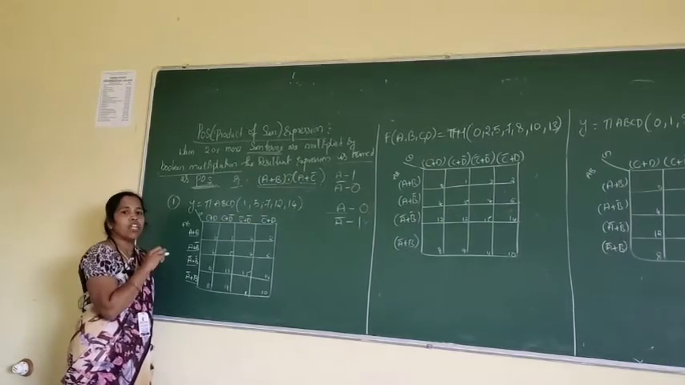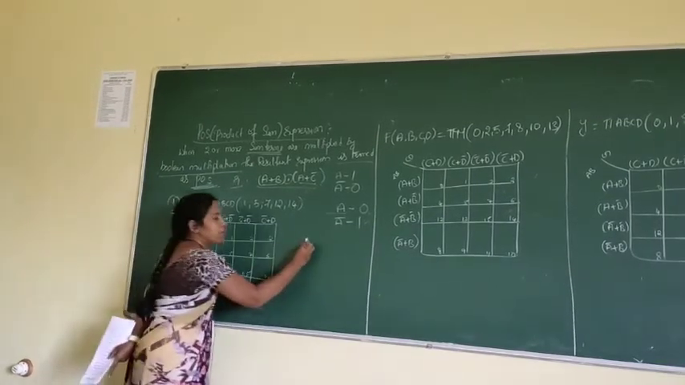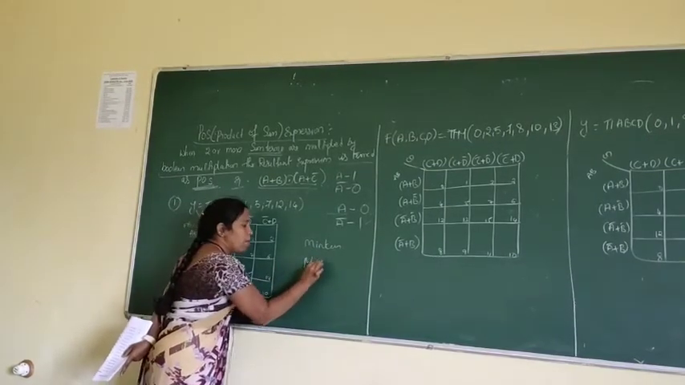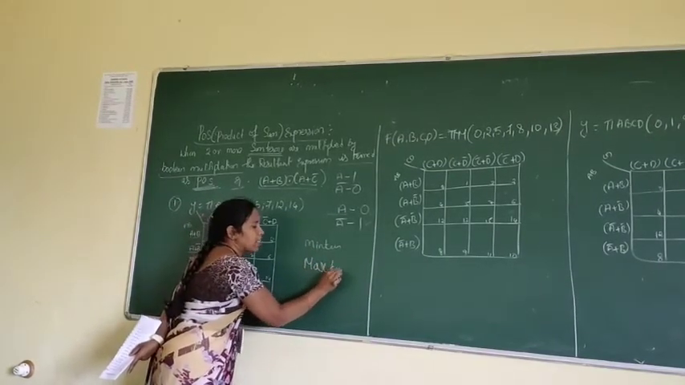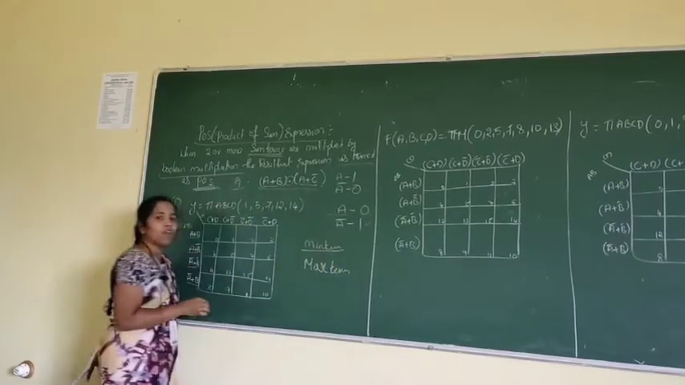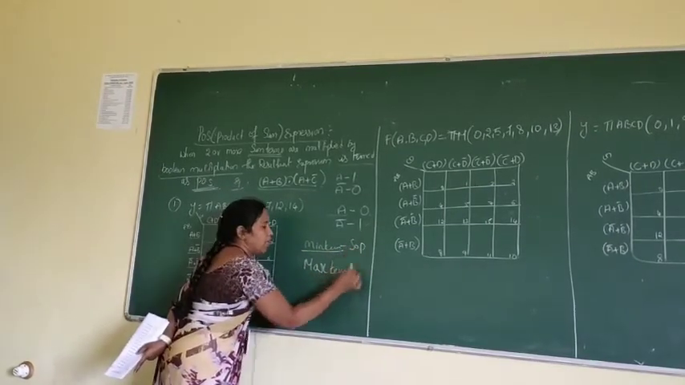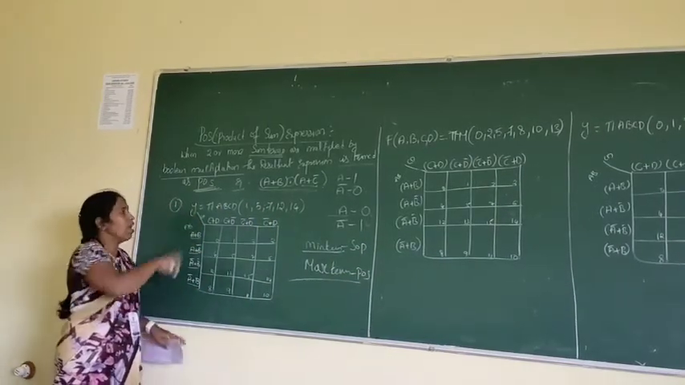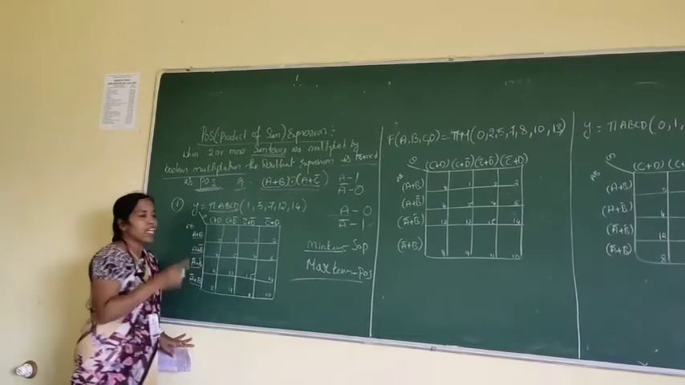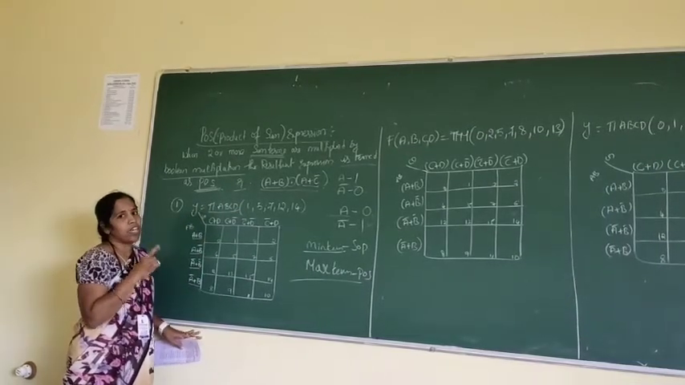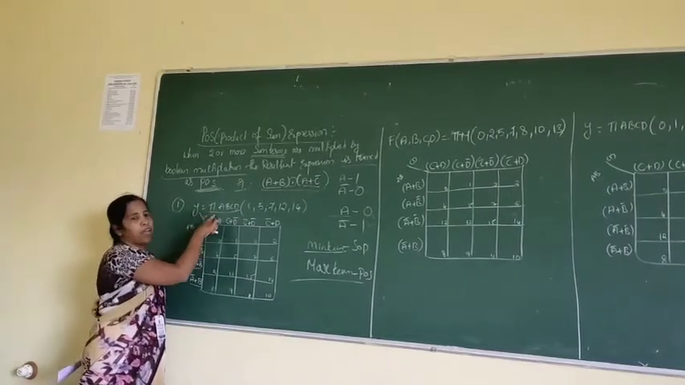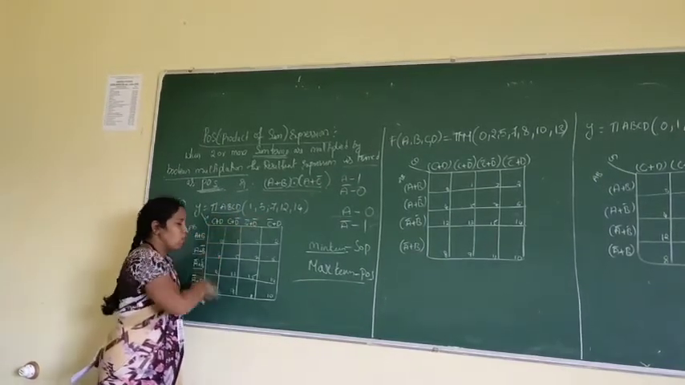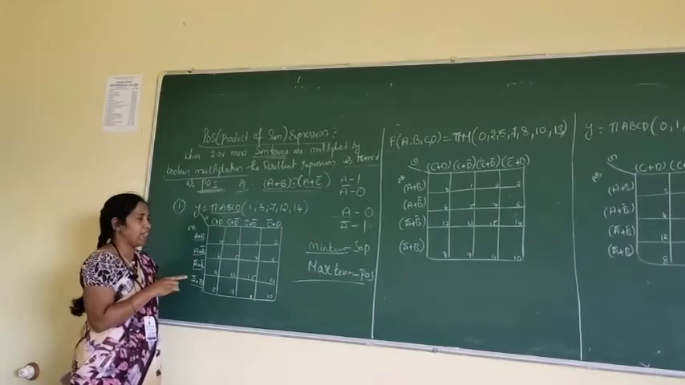In case of SOP you use min terms, and in case of POS you use max terms. In SOP you use sigma, and in POS you use pi. How many variables are involved here? A, B, C, D, four variables, so 16 max terms will be there.